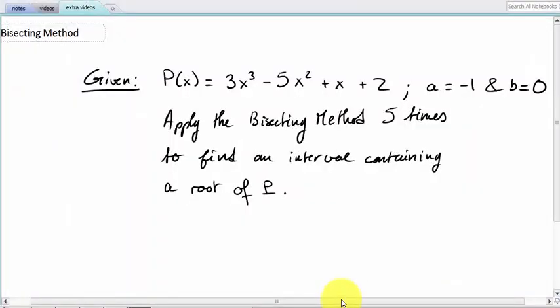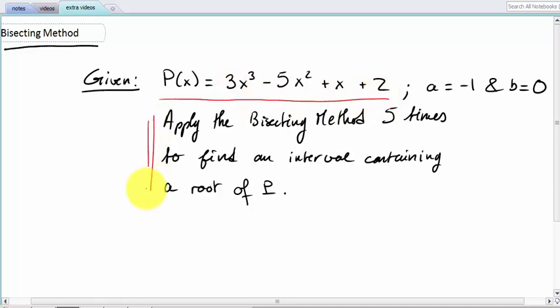In this short video, I'm going to apply the bisecting method to frame a zero of a polynomial. So what do you need for that? Well, you need a polynomial. So here we go. I took a polynomial of degree 3, p of x.